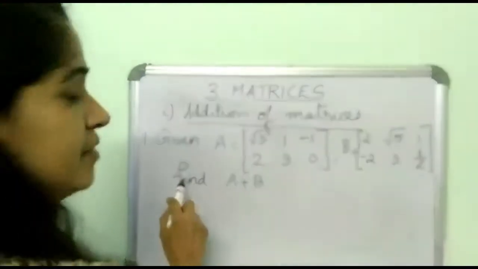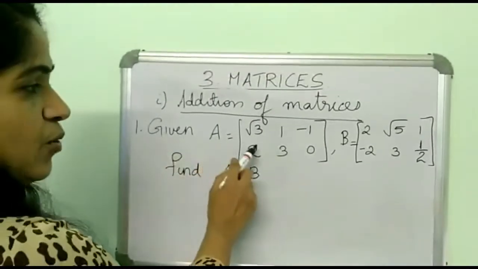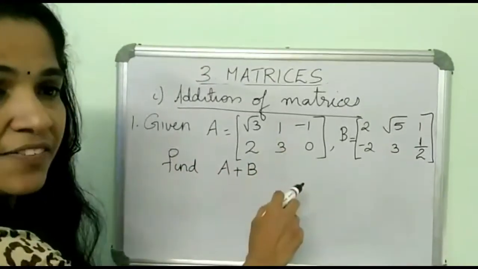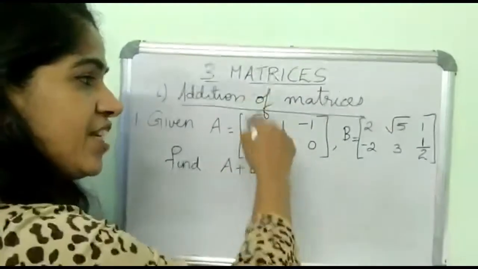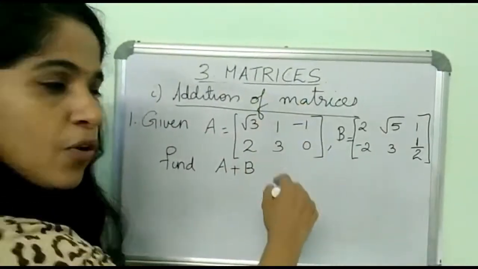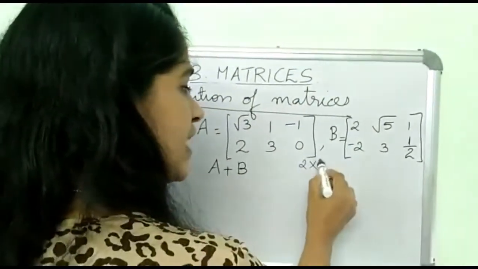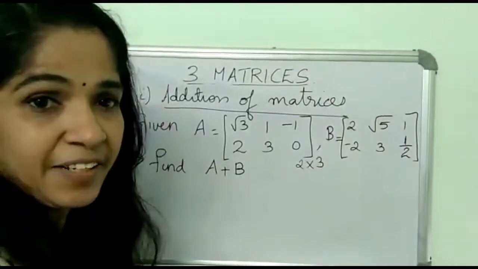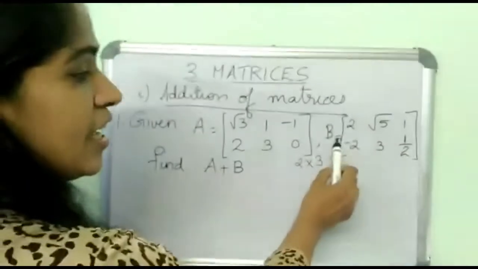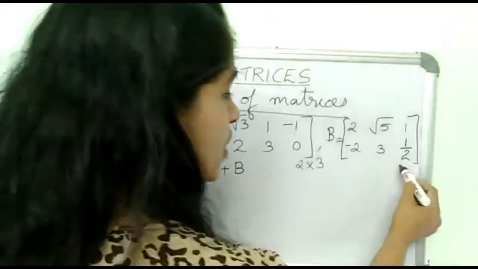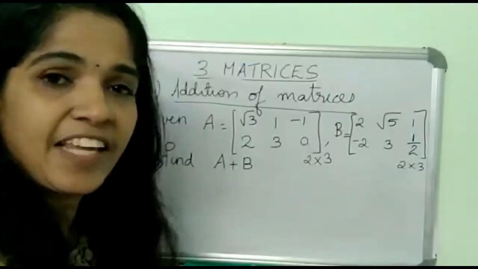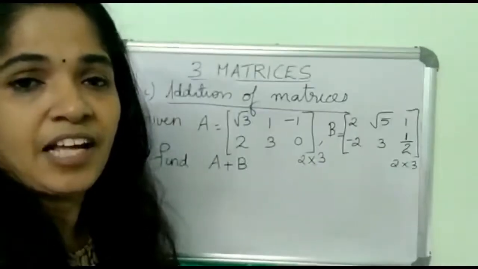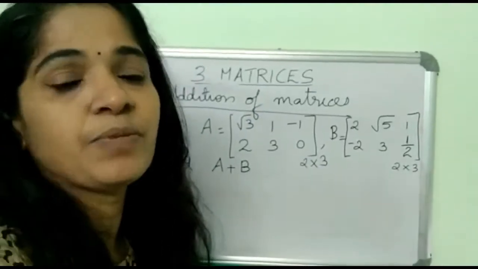Here is the example. Given A equals, a matrix is given. Can you tell me the order of the matrix? There are 2 rows and 3 columns in the matrix. So it's of order 2 by 3, which we had learned yesterday. Now, the other matrix is also of order 2 by 3. Now, the condition for adding 2 matrices is that they should be of the same order. Otherwise, you can't add 2 matrices.